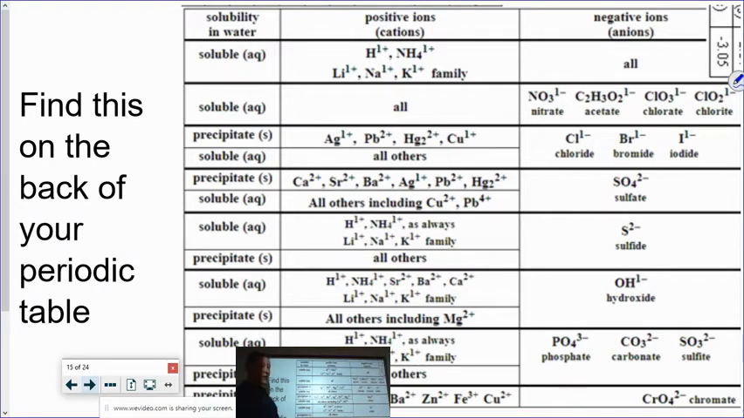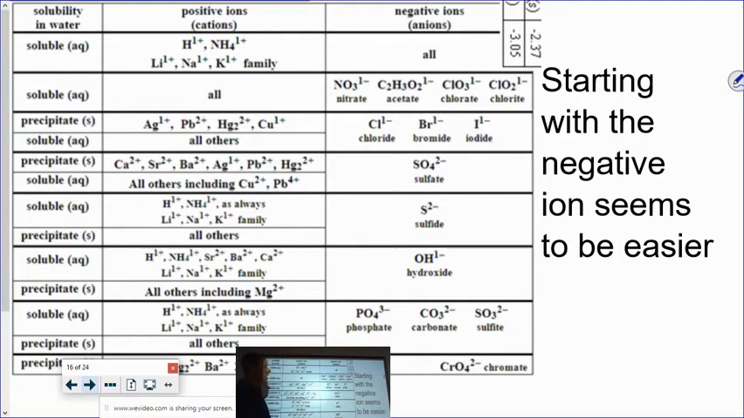This is on the back side of your periodic table, so find this, and we're going to start using this chart as we're going along. When we use this chart, we usually identify the negative ion. Like in the last problem, we would look at chloride. That was a negative ion for both of them. Then we come over here to the positive ion. It says silver ions, lead ions, mercury ions, and copper ions. They all form precipitates, form solids. When these four ions come in contact with chloride ions, they form a precipitate.